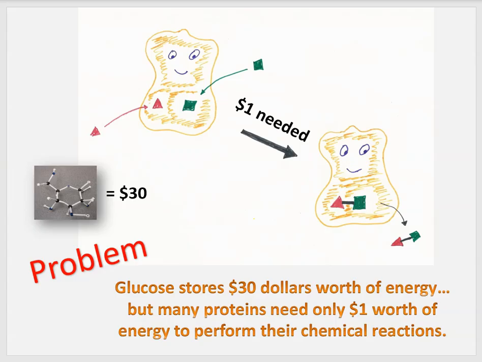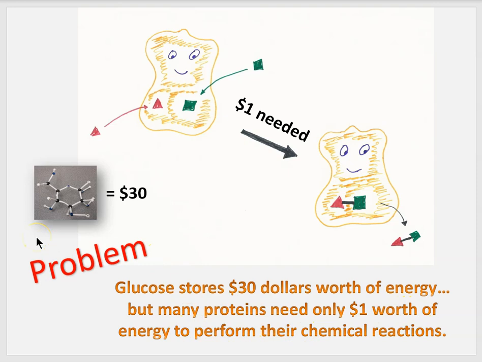Well, why not just use glucose as the source of energy for the construction projects in the cell? And the reason, we'll just kind of boil it down using an analogy, is that the chemistry that occurs in the cell requires a certain quantity of energy. And if we use a banking analogy, it's as if the proteins that perform chemistry need $1 worth of energy. But glucose, in all of its chemical bonds, has $30 worth of energy. So the cell has a problem.